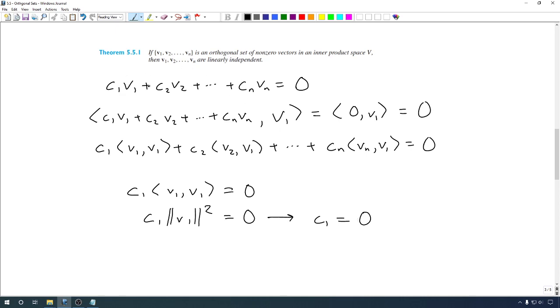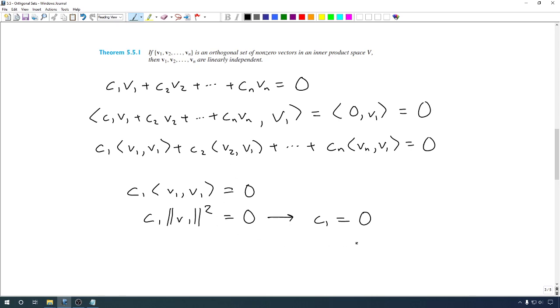So we showed that one of our coefficients has to be 0. What about the other ones? Well, the only reason we got c1 specifically is because we used v1. If we want to get c2, we'll just take the inner product with v2. So then we replace all these v1s with v2s. The only thing that would survive is c2 times the norm squared of v2.